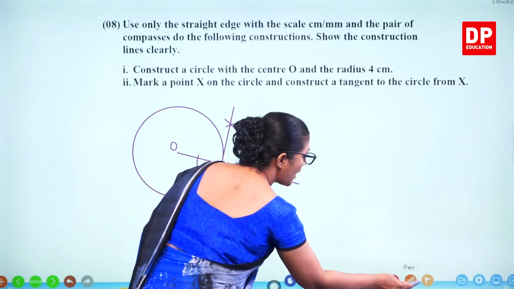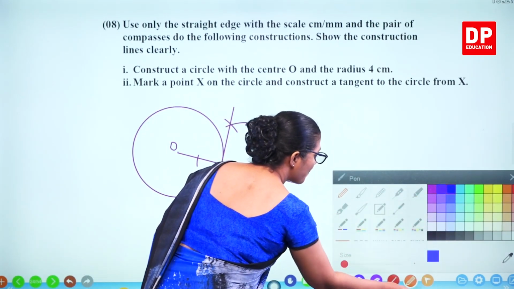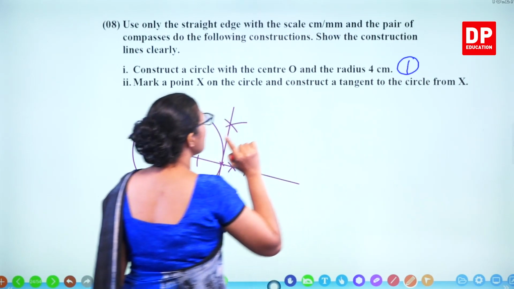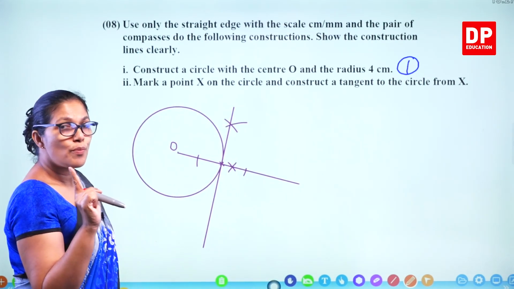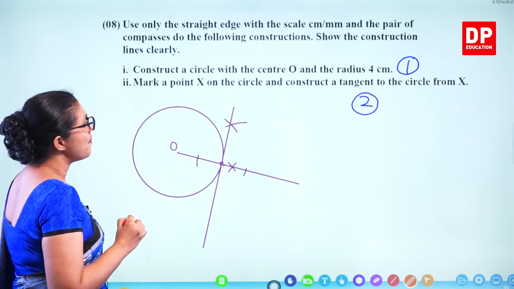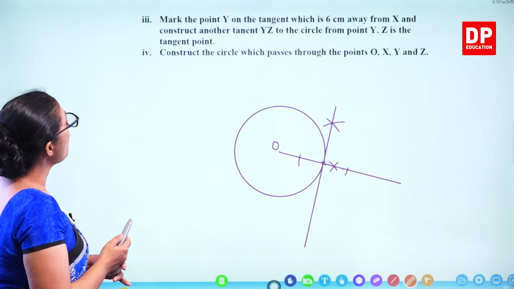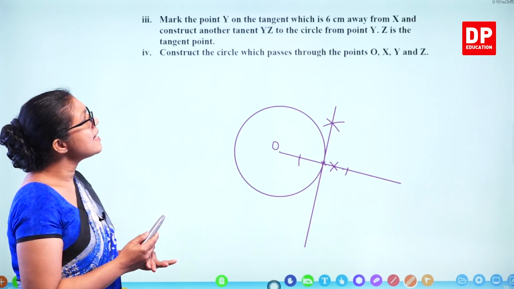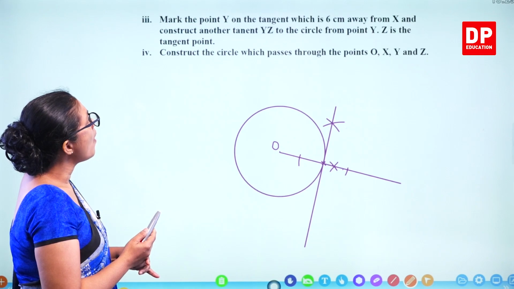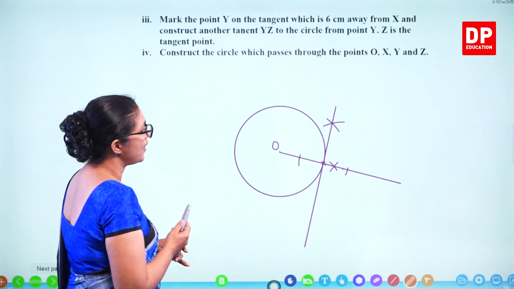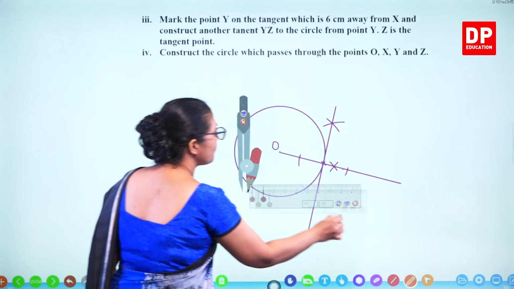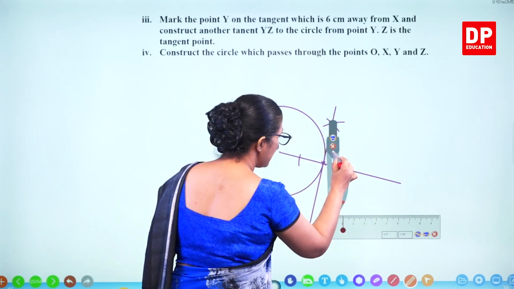So how many marks we can give for these two steps? I can give for the circle 1 mark and drawing the tangent 2 marks. 2 marks for this step. Now we'll see what's the next step is. Part 3, mark the point Y on the tangent which is 6 centimeters away from X and construct another tangent YZ to the circle from point Y. So 6 centimeters, so you need the compass and the ruler.